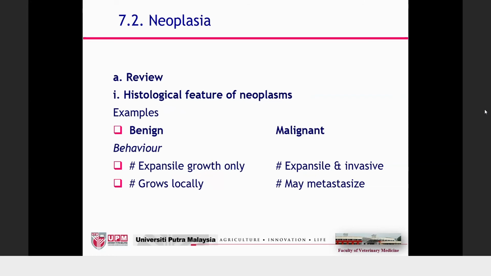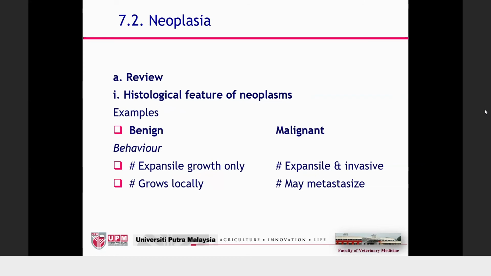We have benign or malignant, and normally benign tumors only grow locally, while malignant ones can cause metastasis, so that is very important. Benign is less risky compared to malignant, because they only grow in an expansile manner, while malignant ones are more invasive. So this can be differentiated in terms of diagnosis.